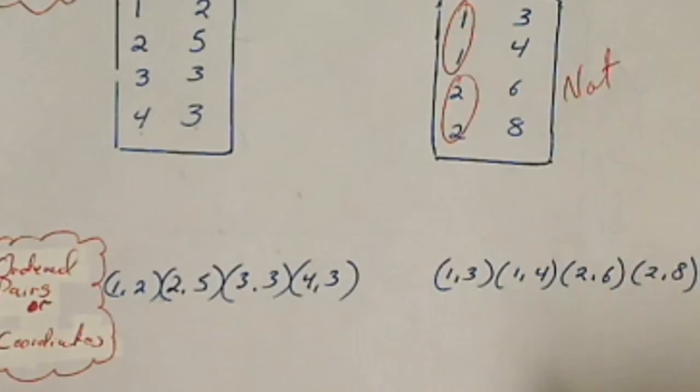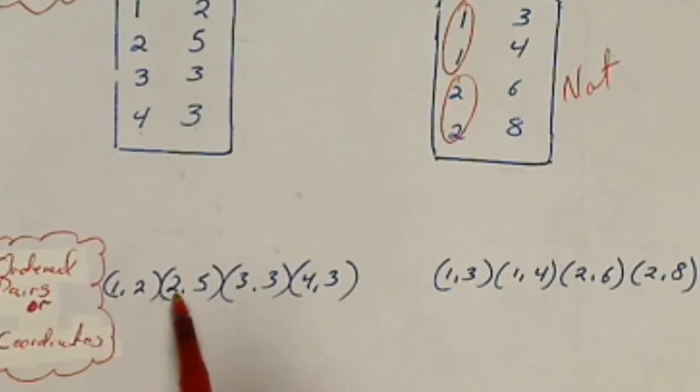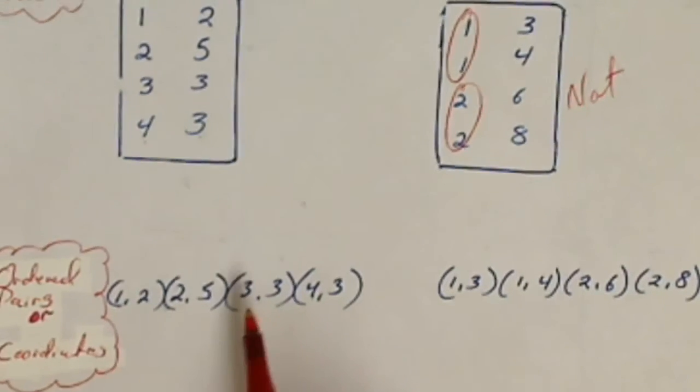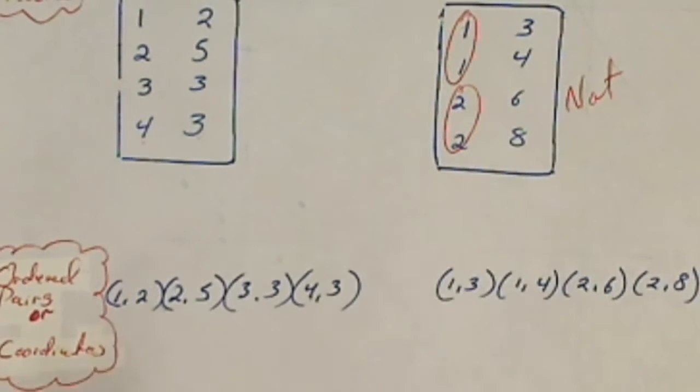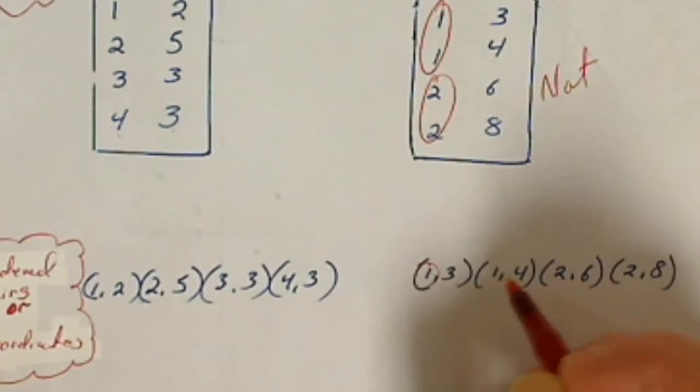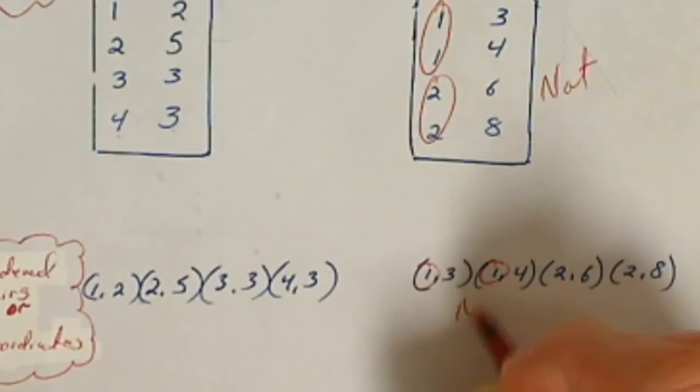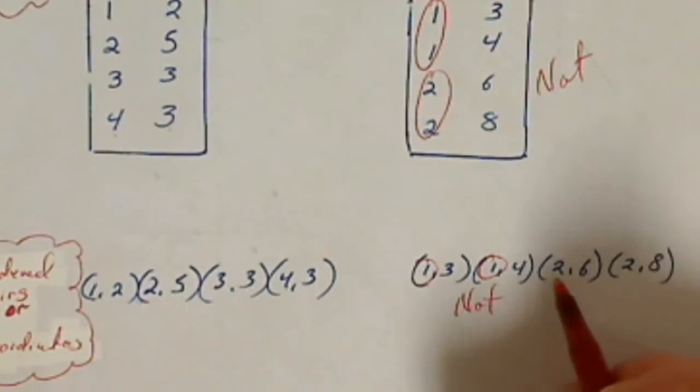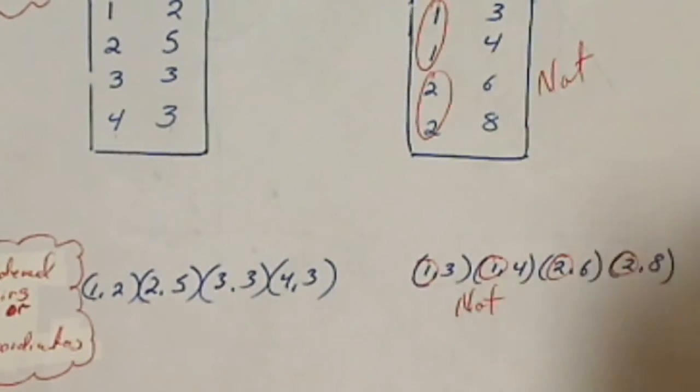So again, what we're looking for, same thing with the table and the coordinates, is whether there's an x coordinate that's occurring more than once or that's repeating. So we have x coordinates 1, 2, 3, and 4. None of them are repeating. None of them are occurring more than once. Then they're not going to a different y at the same time. Over here, we have a 1 going to 3 and a 1 going to 4. So that is not going to work. That's not a function. And the same thing with the 2. The 2 is going to 6 and the 2 is going to 8.